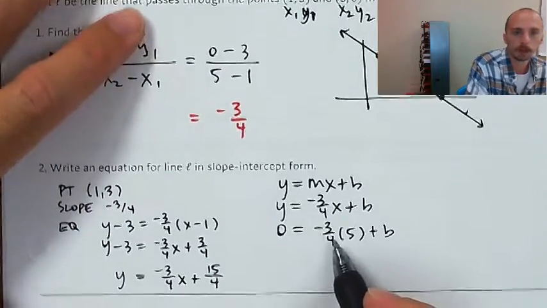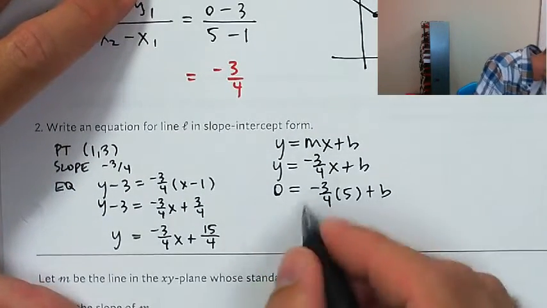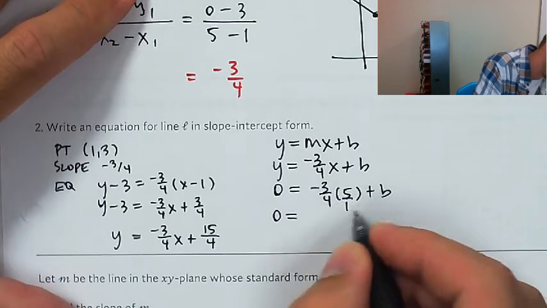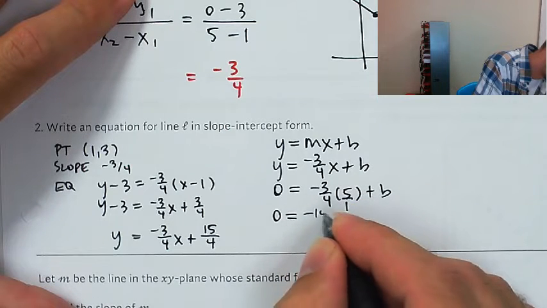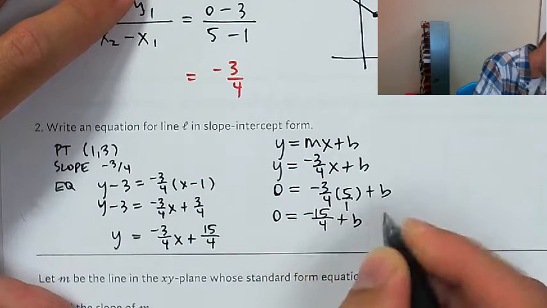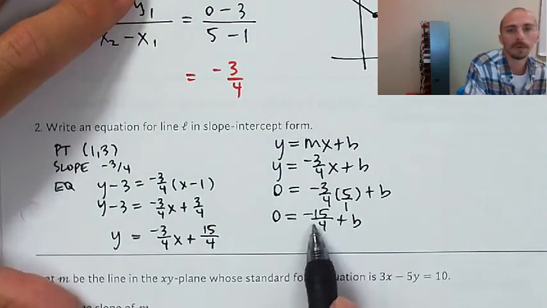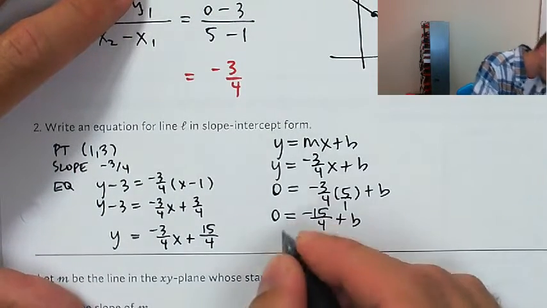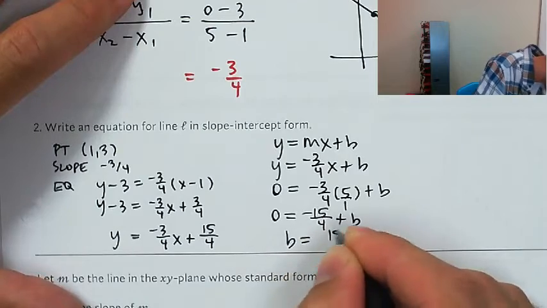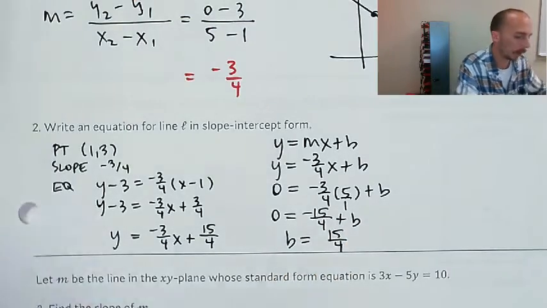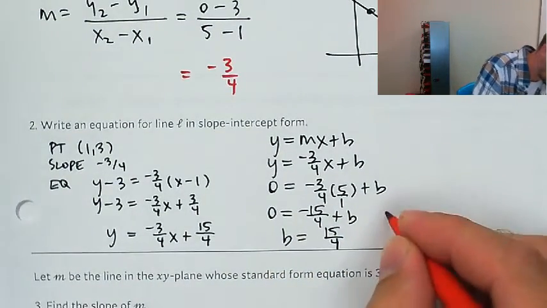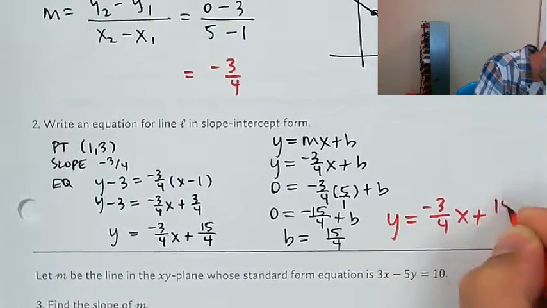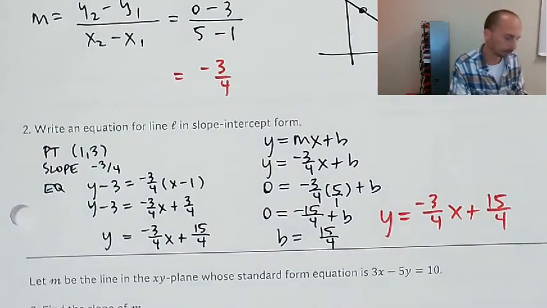Okay. So I'm plugged in on x and y. I'm going to start to solve for b. So 0, that's 5 over 1, right? So this would be negative 15 over 4 plus b. Okay, well, if I think about what number do I have to add to negative 15/4 to get 0, well, it's going to be positive 15/4. Okay, so I get b equals positive 15 over 4. Either way, our slope-intercept equation is going to be y equals negative 3/4 x plus 15 over 4.